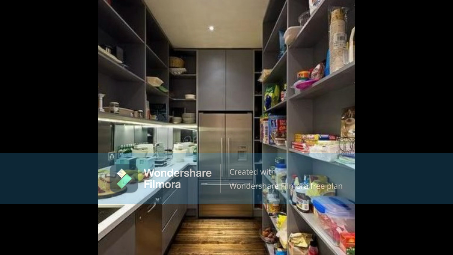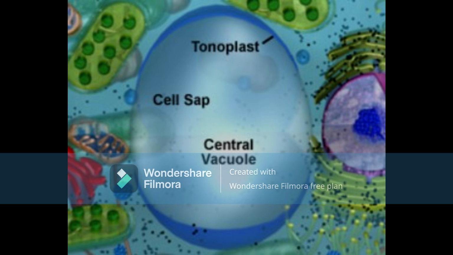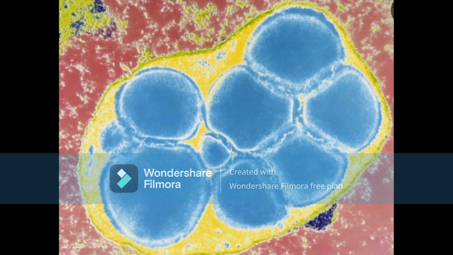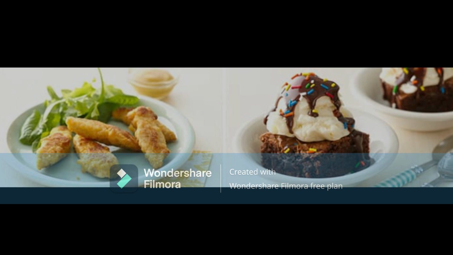We have a freezer or pantry, which counts as the vacuole. And then we have the cake display as the amyloplast. The two differences are that the vacuole stores protein, energy, and food, while the amyloplast stores sugar or glucose.